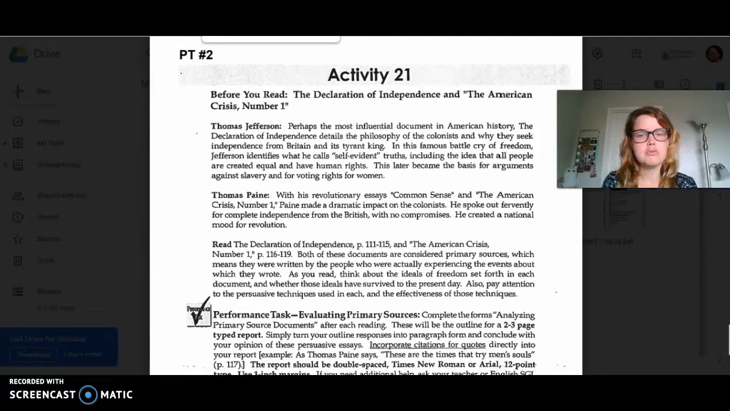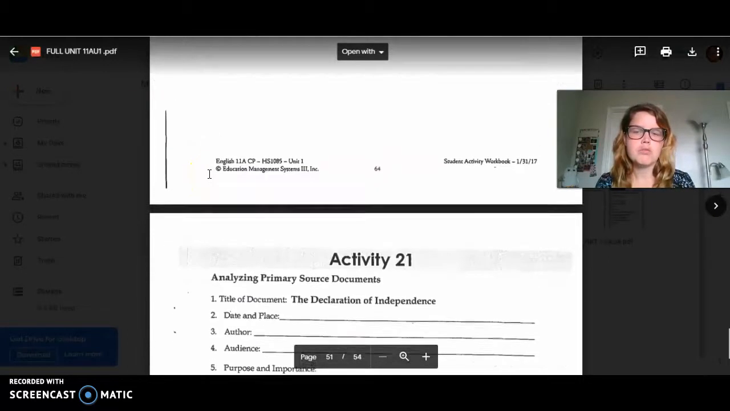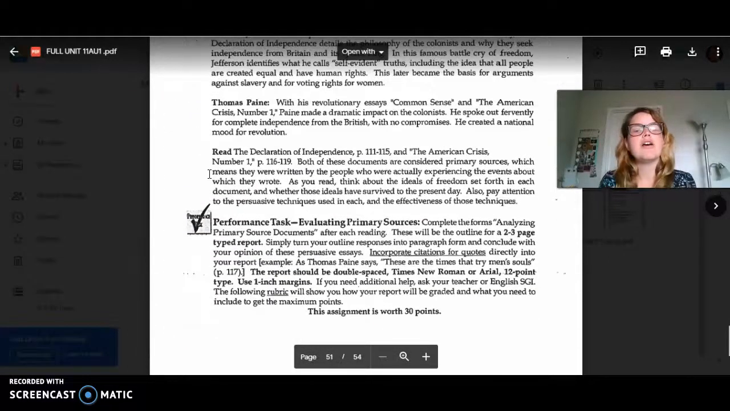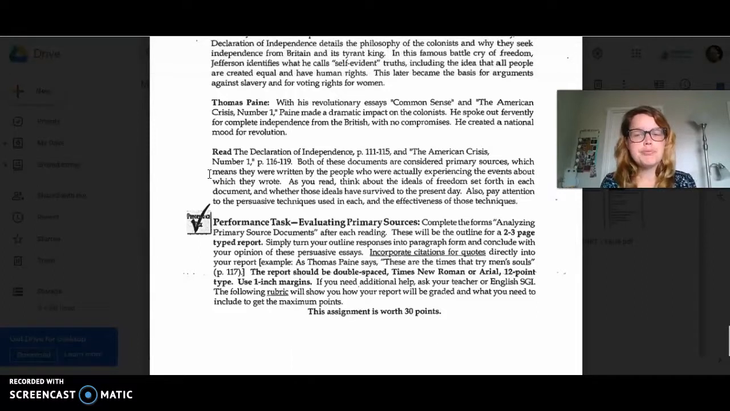If you look to where it says read, it says page 111 to 115, and then page 116 to 119. They're both primary sources, so that means they're written by the people that were actually experiencing the events of which they wrote. And you want to pay attention to those things that we've already talked about in Performance Task 1. So Performance Task 1 says evaluating primary sources.